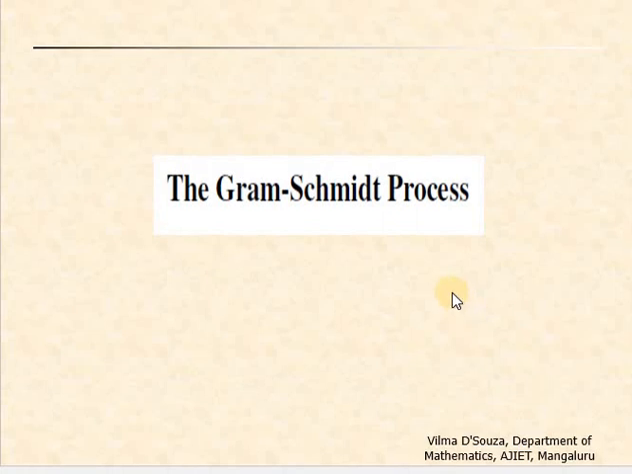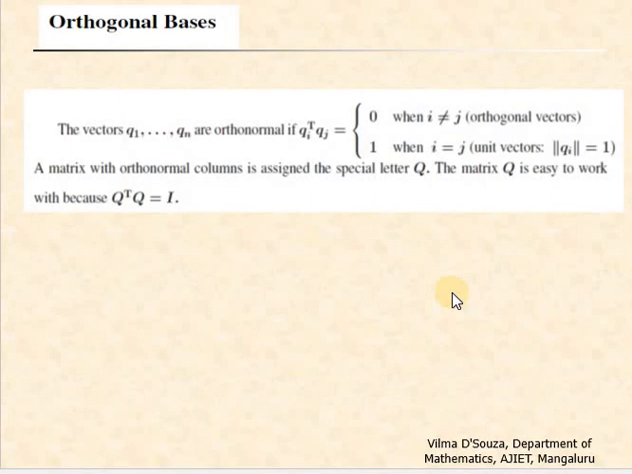This Gram-Schmidt process is used to find the orthonormal basis for any vector space. Now what do we mean by orthonormal vectors? We have discussed this in the last video session. The vectors q1, q2, etc., qn are orthonormal if qi transpose qj is equal to 0 when i is not equal to j, and qi transpose qj is equal to 1 when i equals j. This is the definition of an orthonormal set of vectors.